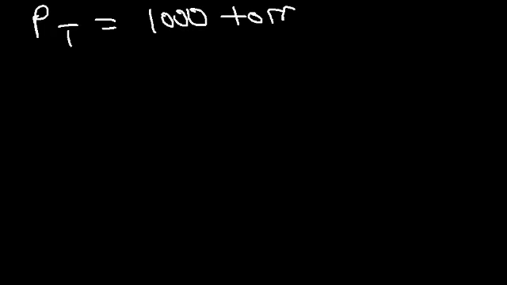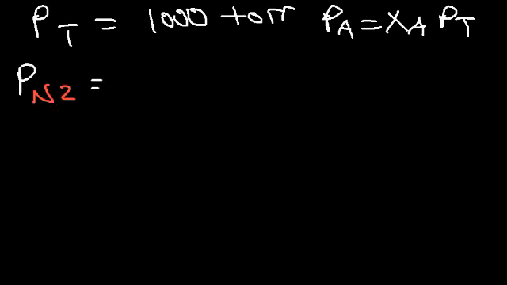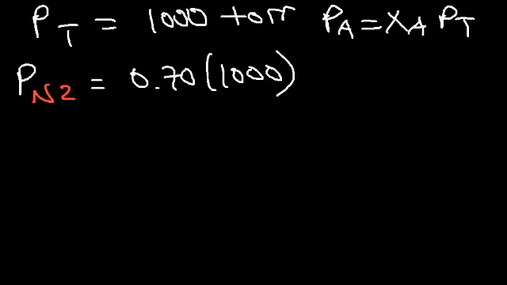So now let's say the total pressure of the gas is 1,000 torr. 1,000 is a nice number. Let's calculate the partial pressure of each gas. Now keep in mind, the partial pressure is the mole fraction times the total pressure. So the partial pressure for nitrogen gas is the mole fraction of N2, which is 0.70, times 1,000. So basically it's 70% of the total pressure. 70% of 1,000 is 700. So that's going to be the partial pressure of N2.